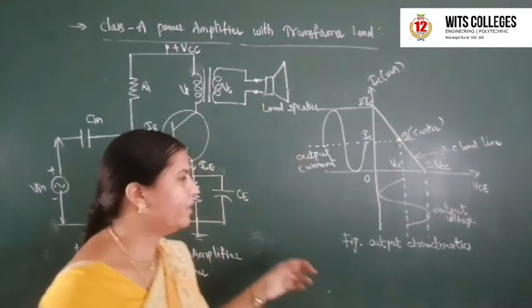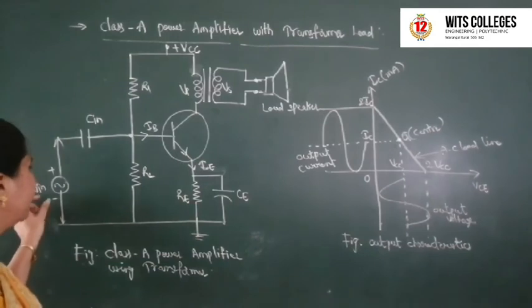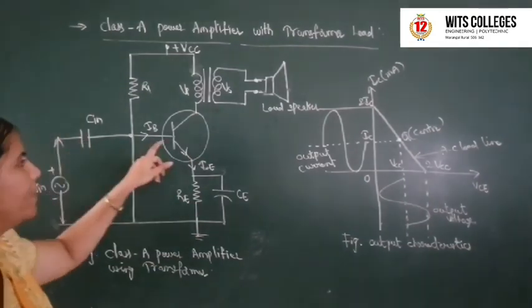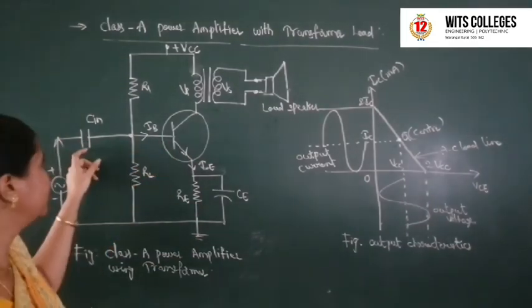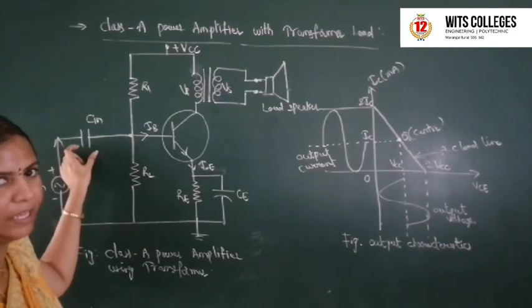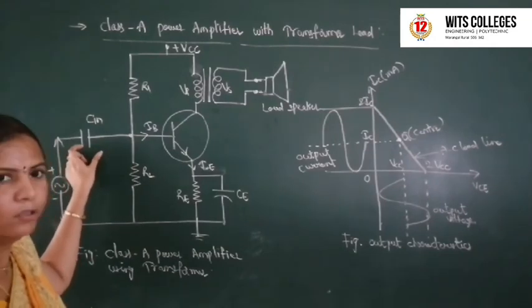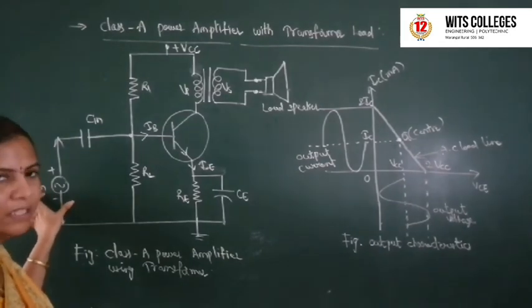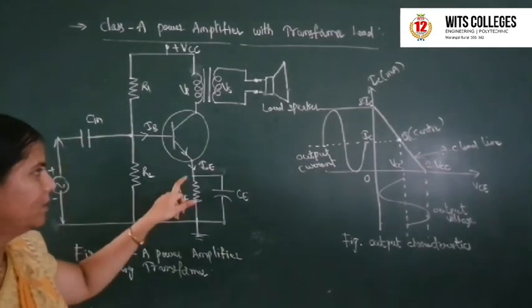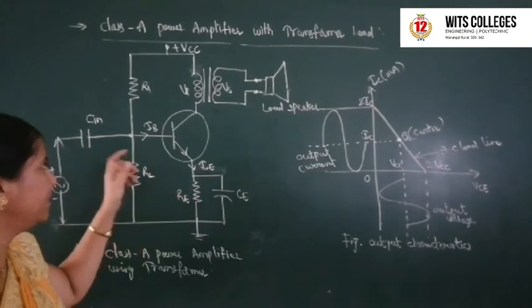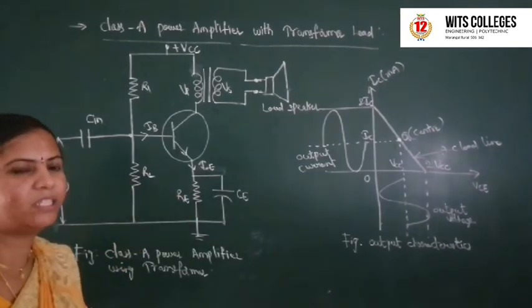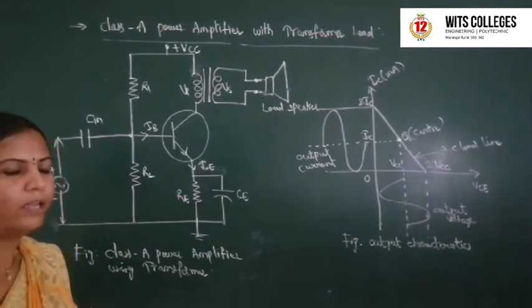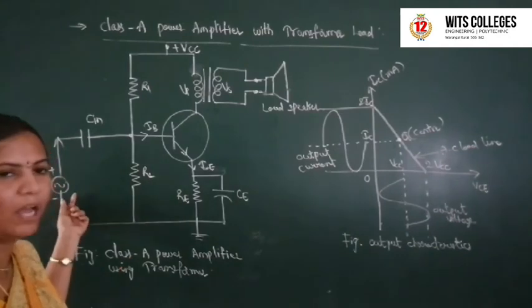Coming to the operation, the input signal is given to the base of the transistor by using the input capacitor Cin, an electrolytic capacitor. Due to the forward biasing of the base emitter terminals, the base voltage is going to change with respect to the input signal.